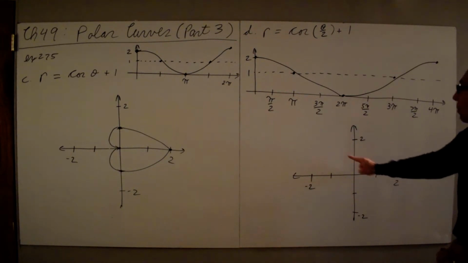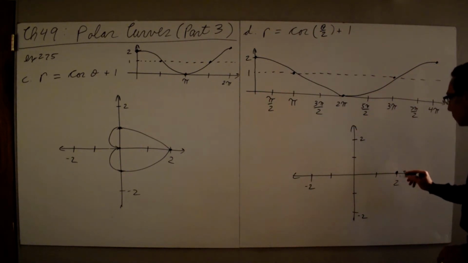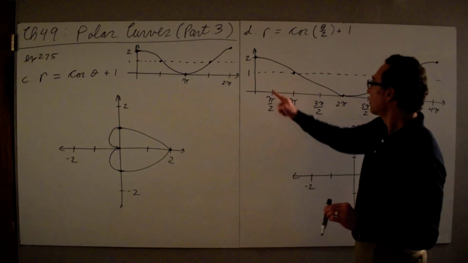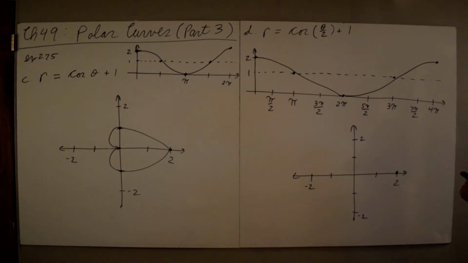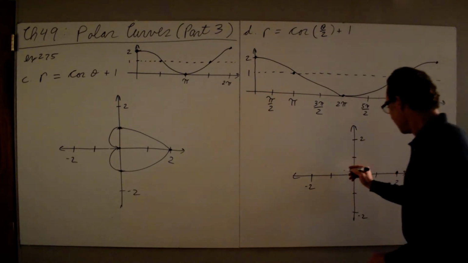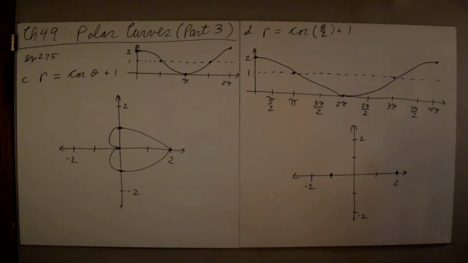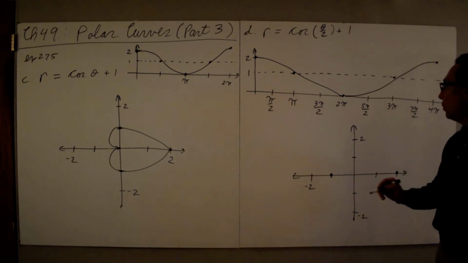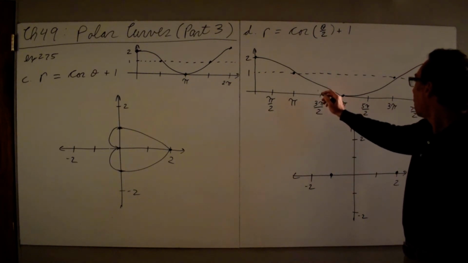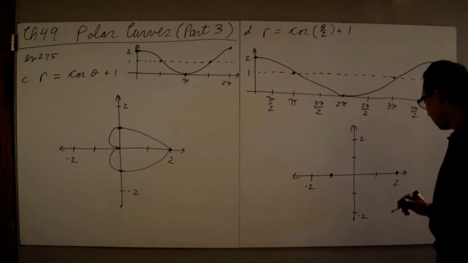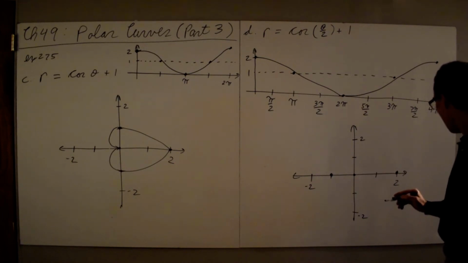Theta starts at 0. And when theta is 0, r is 2. As theta increases from 0 to pi, r decreases from 2 to 1. So as we get to pi, r is 1. Then theta increases from pi to 3 pi over 2. r decreases from 1 to 0. So it lands here. I'm going to sketch part of this now.